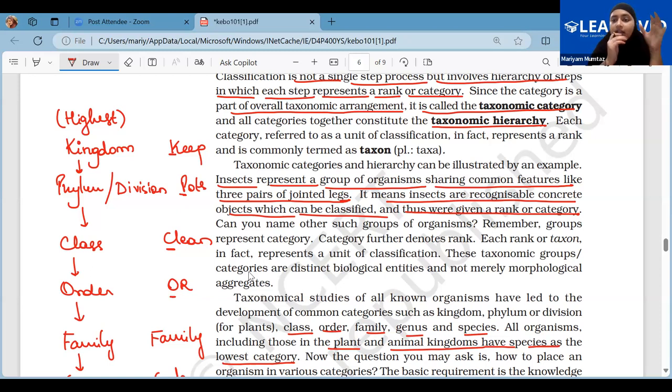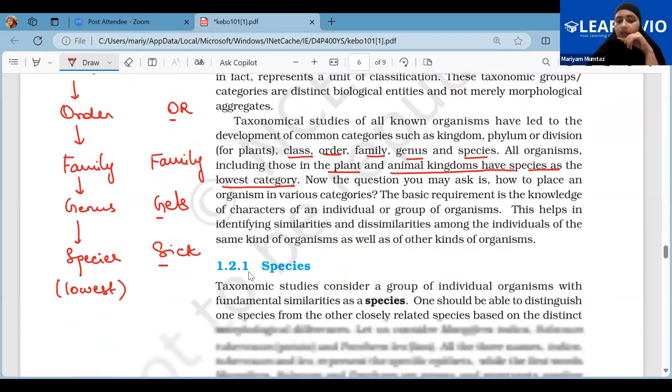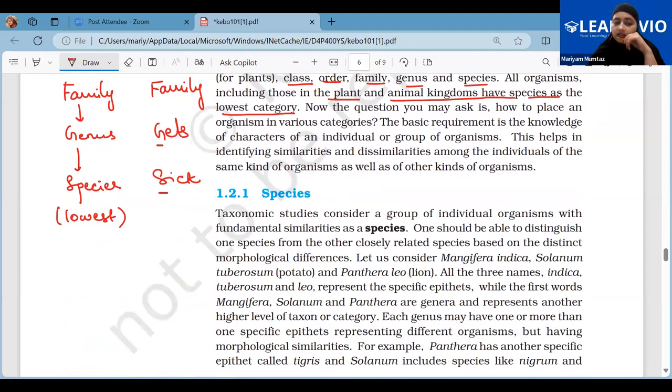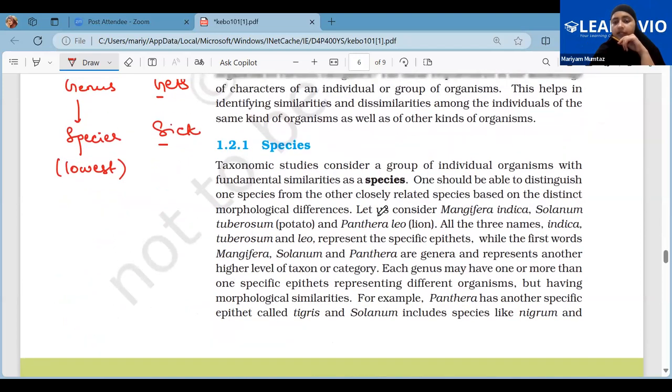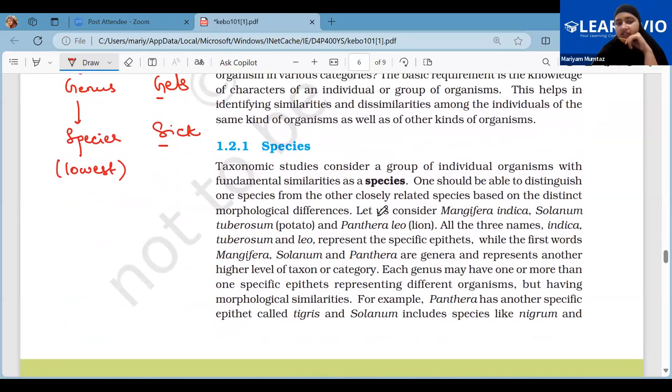See, kingdom will be very high since it is the highest category. So the organisms here are roughly divided into groups. They will not be closely related. But if you talk about species, then they will be closely related. Okay. Everyone gets this? Any doubts? All right. Now talking about species, now we'll discuss species in depth.